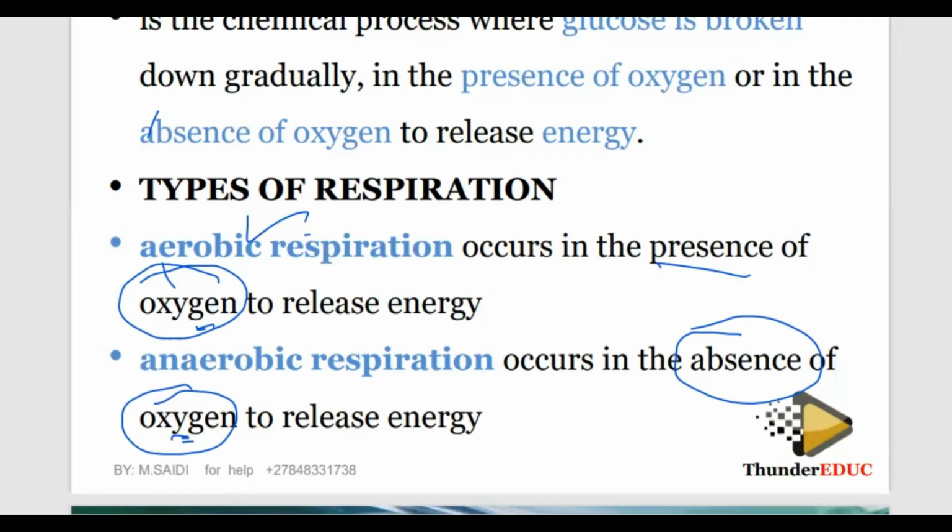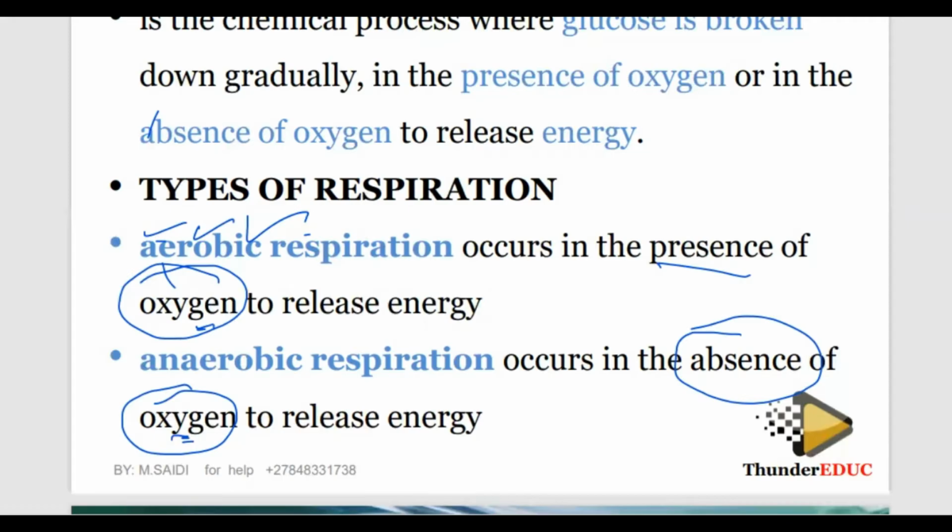Where is this condition happening? During your daily activities, you undergo aerobic respiration. Why? Because you are not using oxygen excessively. You don't use this oxygen too much. Therefore, you produce maximum energy when you are under aerobic respiration. That's why everything is occurring normally.